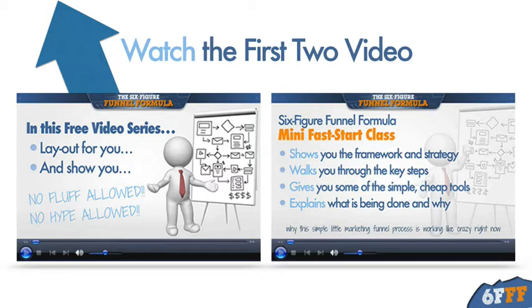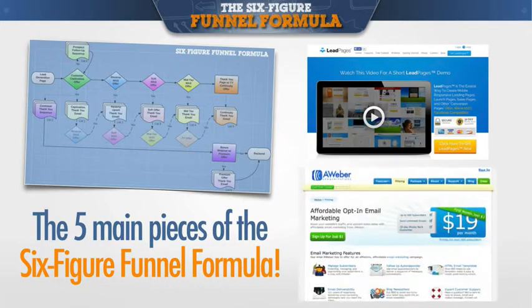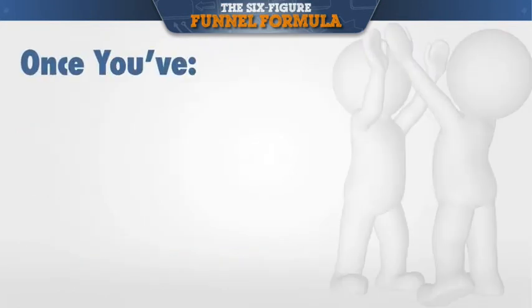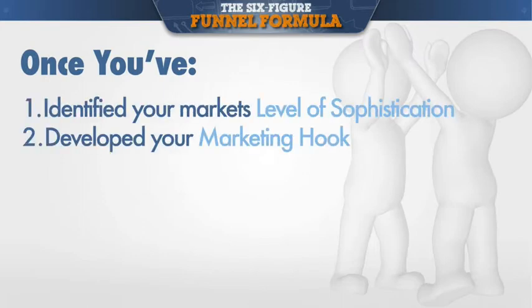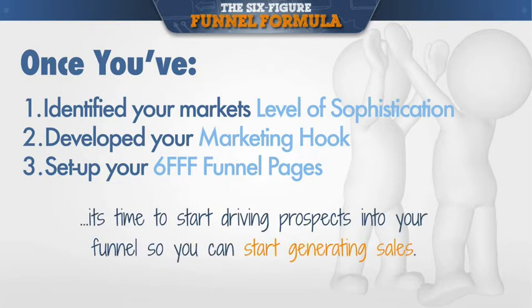Now, in our last video, I walked you through the 5 main pieces of the six-figure funnel formula, and I showed you a couple of cheap tools that you can use to set it all up pretty quickly. Once you've identified your market's level of sophistication, developed your marketing hook based on the 4 steps I showed you, and have set up your funnel pages using the 5 main pieces of the six-figure funnel formula, it's time to start driving prospects into your funnel so you can start generating sales.